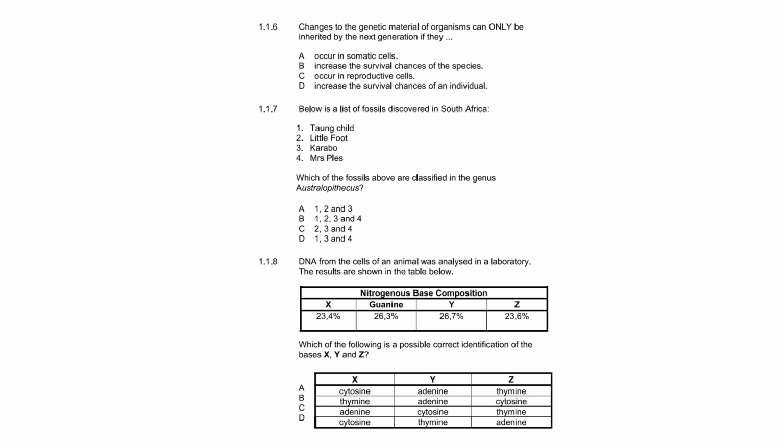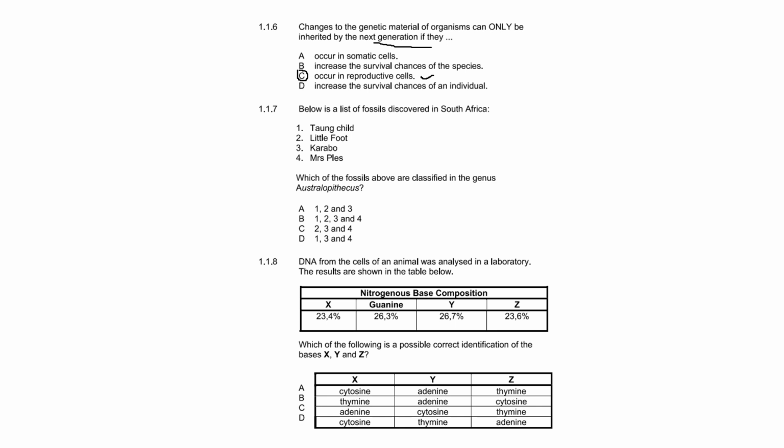Now we go to 1.1.6. We're told that changes to the genetic material of an organism can only be inherited by the next generation if they... So now we need to know how a change can occur in an organism. A change in genetic material can only be inherited by the next generation if it occurs in the cells which are involved in reproduction, so it must occur in our sperm cells or our ovaries.